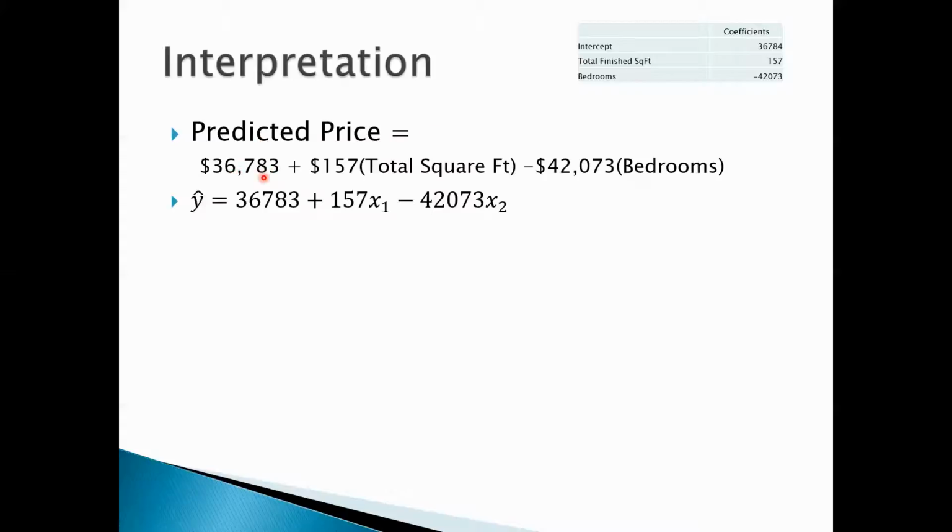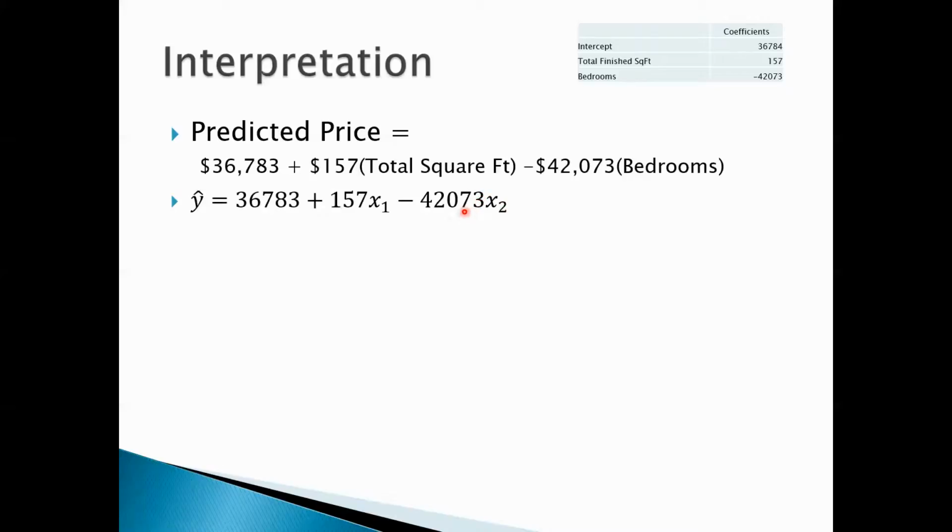that the predicted price is 36,783, that's the intercept, plus 157, that's here, coefficients, times the total square feet, minus 42,073 times the number of bedrooms. So that's right here. Or if we wanted to write it in a more mathy way, y hat equals 36,783 plus 157 x1 minus 42,073 x2, and here you need to know that x1 represents the size, the total finished square feet, and x2 represents the number of bedrooms.